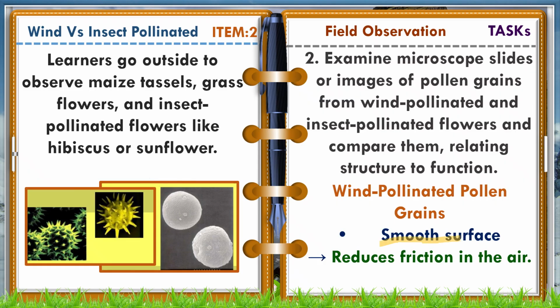They are smooth, or they have a smooth surface. For what purpose? This reduces friction in the air. So when you look at them, you will see that they have a very smooth surface. And this smooth surface is to reduce friction when they are moving in the air.